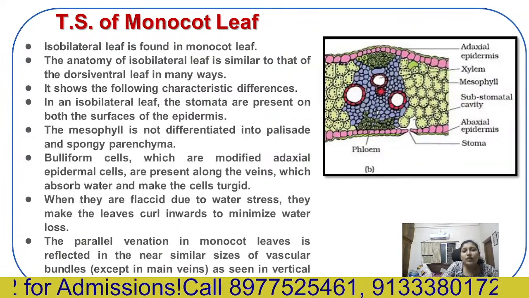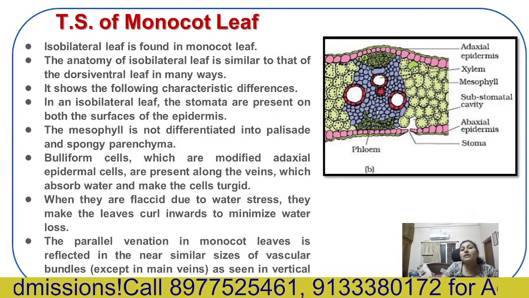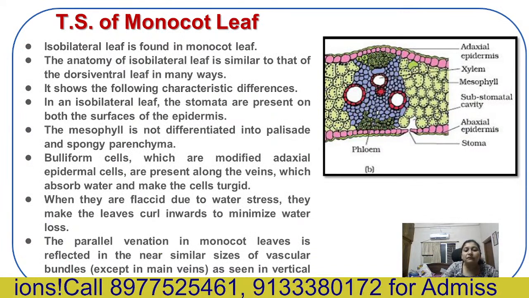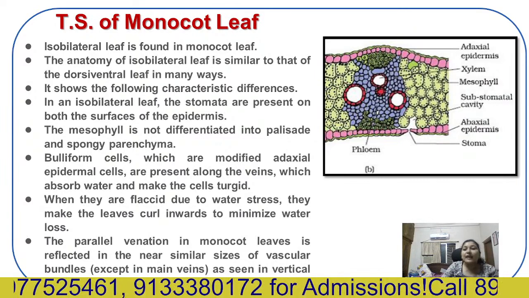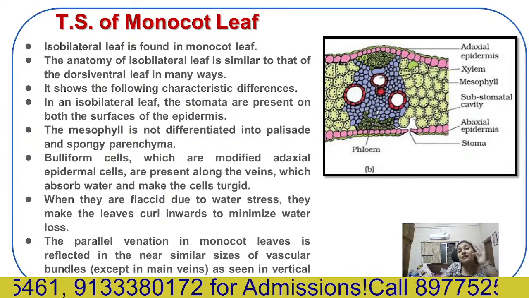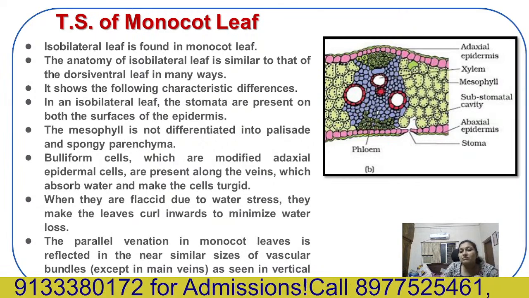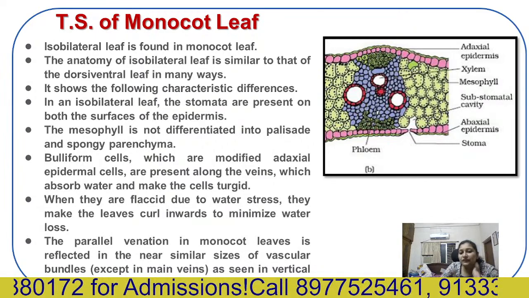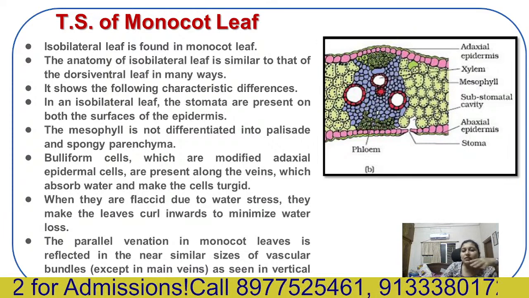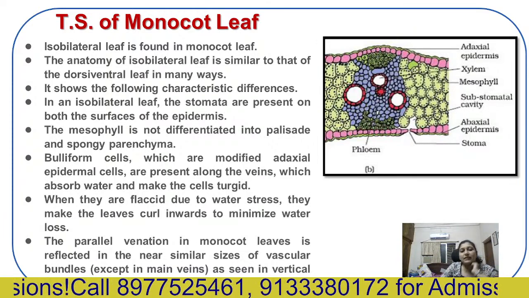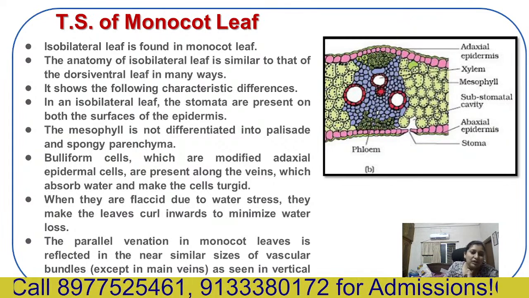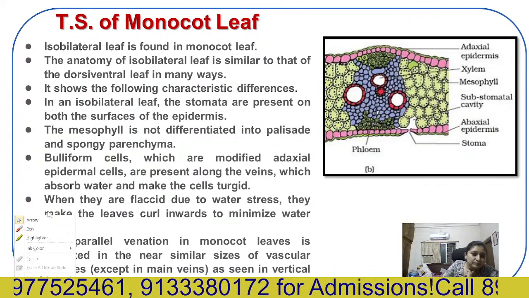Then the monocot leaf. Here one more thing is involved, that is bulliform cells. We need to think about bulliform cells in the monocot leaf, and these bulliform cells are responsible for curling of the leaves inward in case of grasses when there is more heat. So the isobilateral leaf is found in monocot.